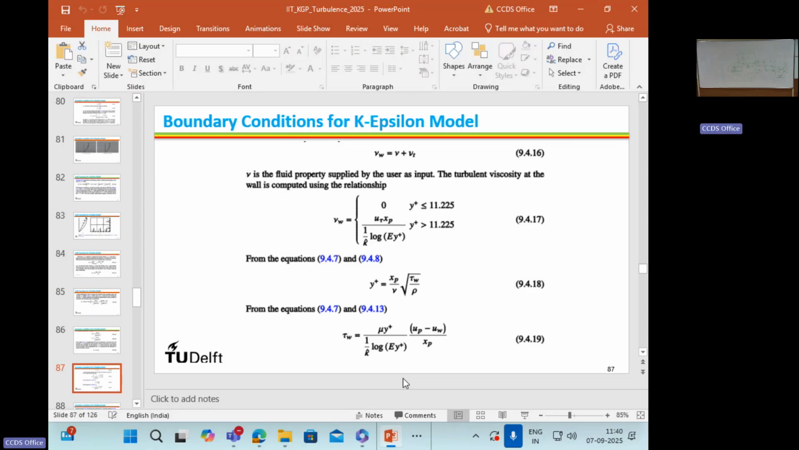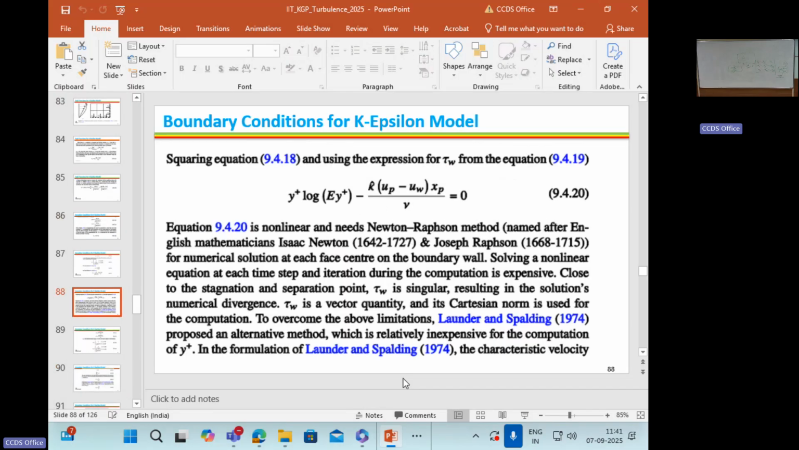Then again, to calculate the u tau, okay, you need y plus. To calculate y plus, what do you need? Again tau omega. This is again a circular thing. To calculate this y plus, you need tau omega. To calculate tau omega, you need y plus. Okay. This is again a coupled system. You cannot solve it directly. If you put them into each other, you will get this form of equation.